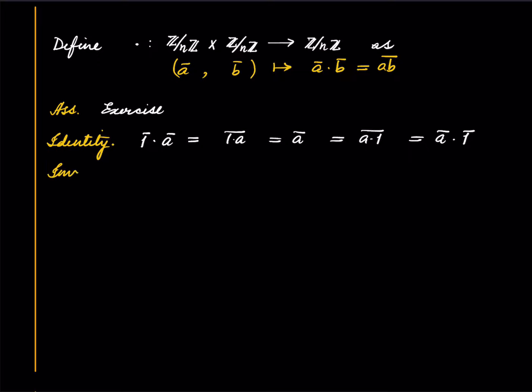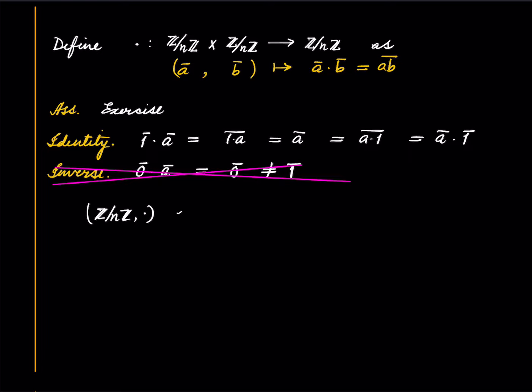Inverse. Well, 0 bar does not have an inverse, because 0 bar times a bar is equal to 0 bar, which cannot be equal to 1 bar. Right, because n is greater than or equal to 2, this cannot be equal to 1 bar. So inverses don't necessarily exist under this binary operation, and hence we conclude that Z mod nZ under the dot defined above is not a group.